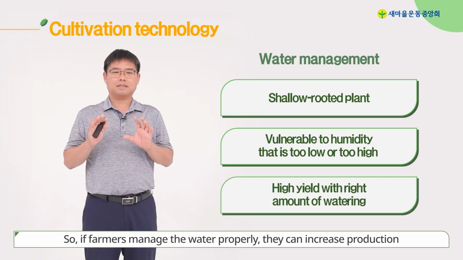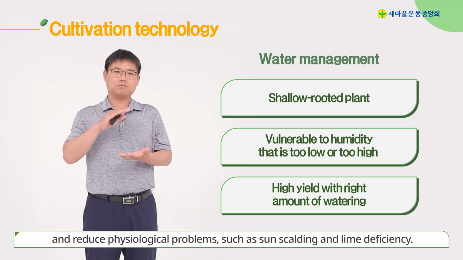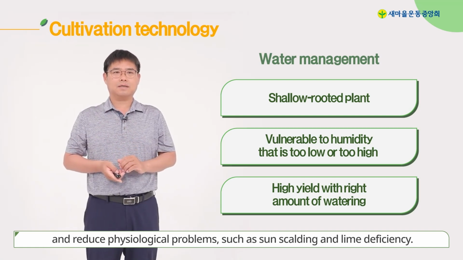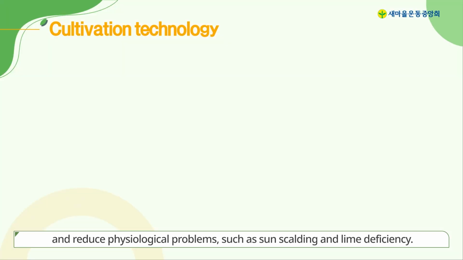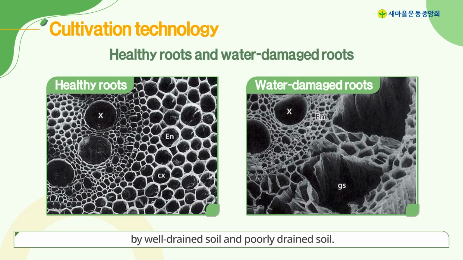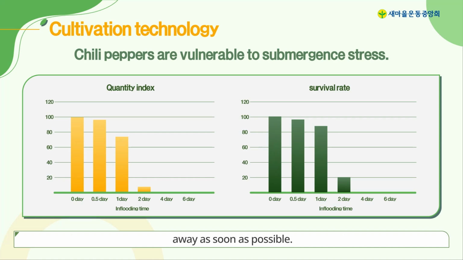So, if farmers manage the water properly, they can increase production and reduce physiological problems, such as sun scalding and lime deficiency. This is a picture of how the roots of a plant are impacted by well-drained soil and poorly drained soil. Since peppers hate to be underwater, it is important to drain the water away as soon as possible.